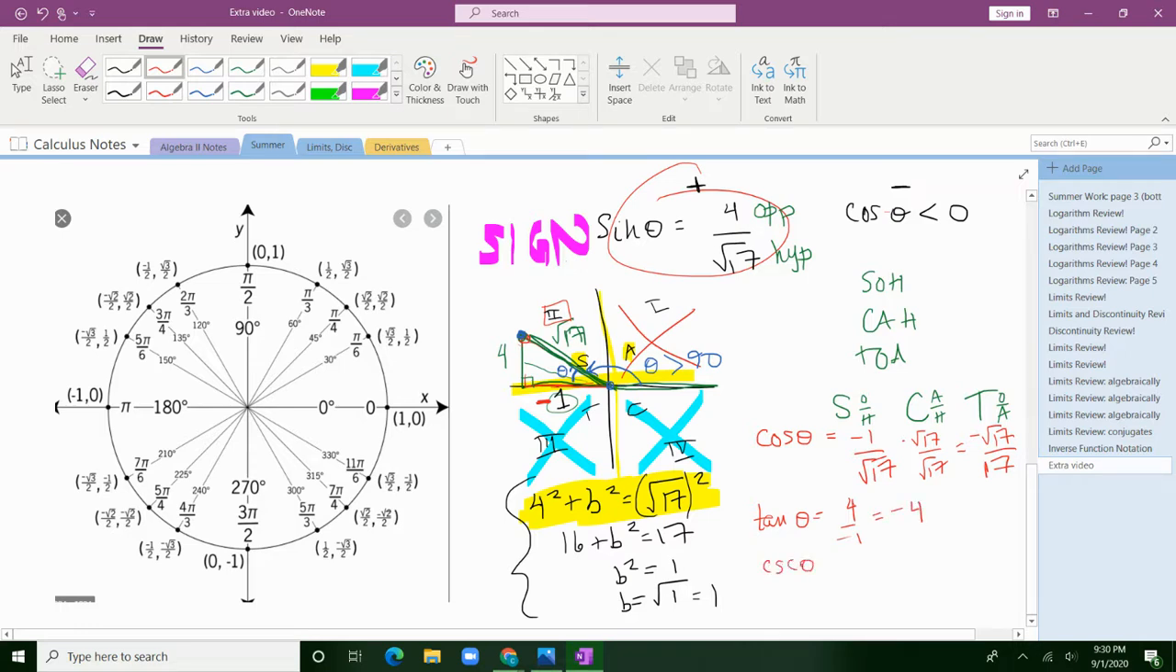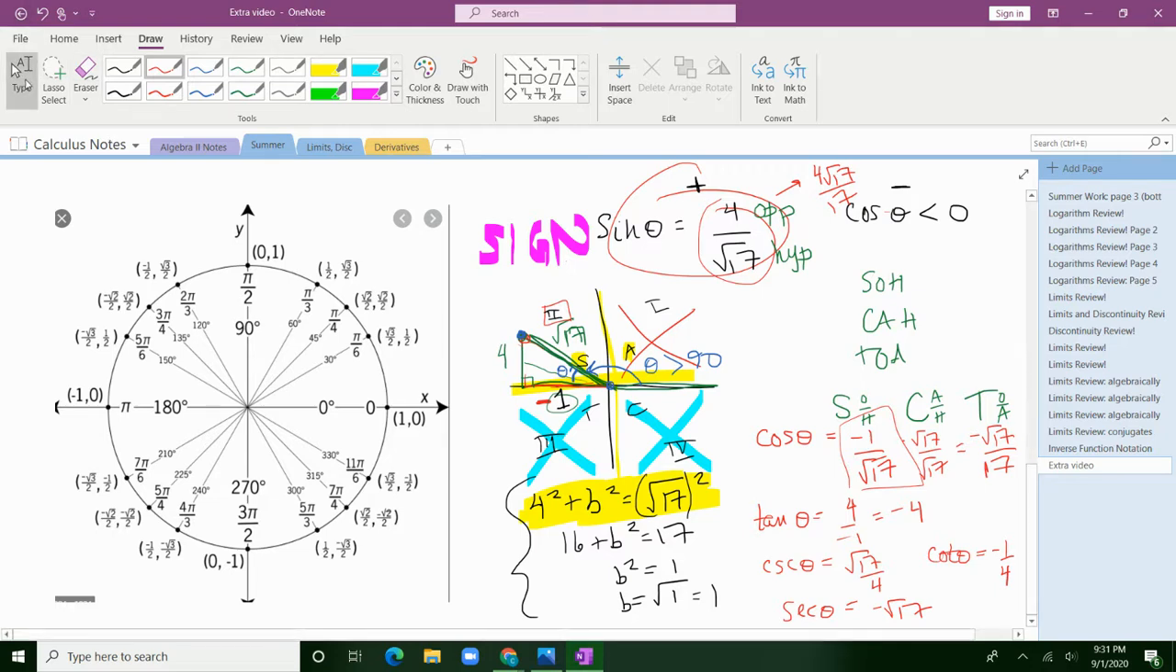I have cosecant of theta. The reciprocal of sine is root 17 over 4. Then I have secant of theta. The reciprocal of this is negative root 17 over 1. And then I have cotangent theta, which is -1/4. If you were to fix sine, you'd multiply by root 17 over root 17. So 4 root 17 over 17.